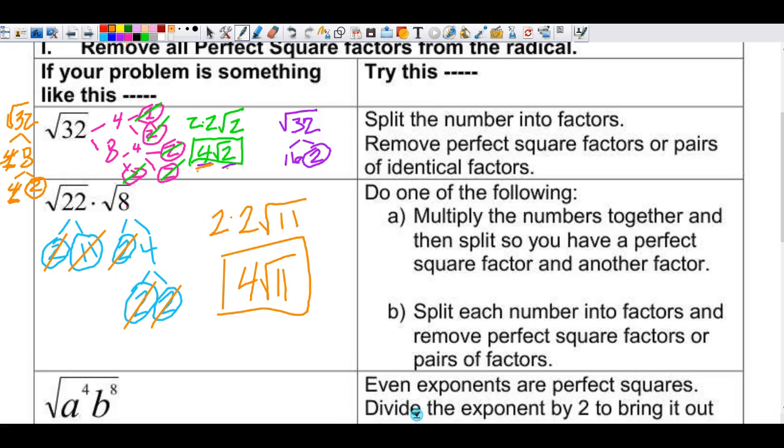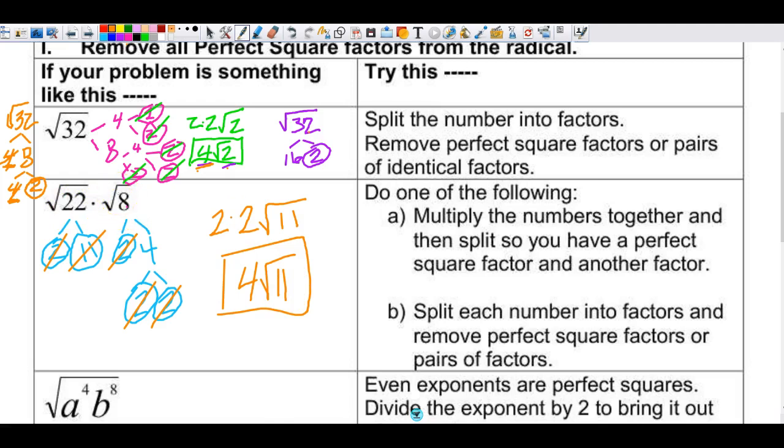Okay, so before we go on, let's talk about how to check yourself if you're unsure. You can check yourself on any of these by taking what's on the outside and squaring it, multiply by what's on the inside. So 4 squared is 16 times 2 is 32. Bam, we're done. When I do that here, 4 squared is 16 times 11 is 176.